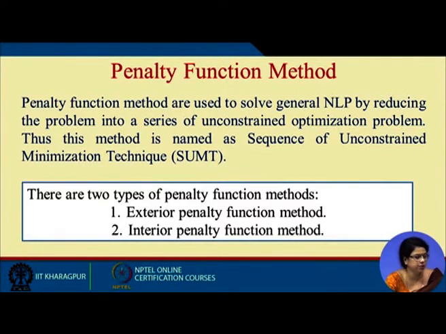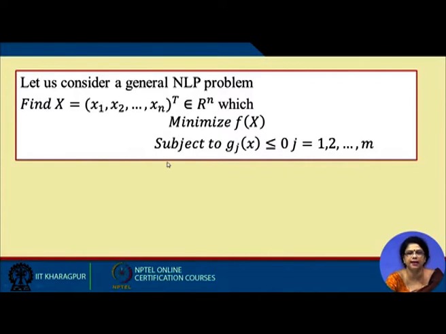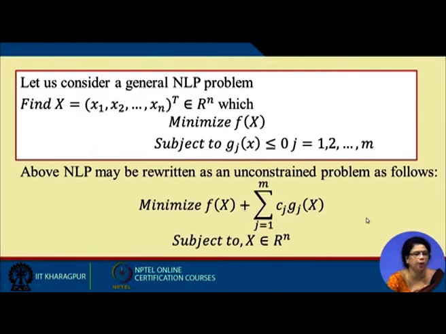unconstrained optimization problems. Let us consider a general nonlinear programming problem, where we have one objective function which is nonlinear in nature, and the decision variable is in n-dimensional space. Now, we have m number of constraints. The basic idea is that, just like our Lagrange method, we convert this constrained problem into an unconstrained problem like this: f(x) plus summation Cj Gj(x).